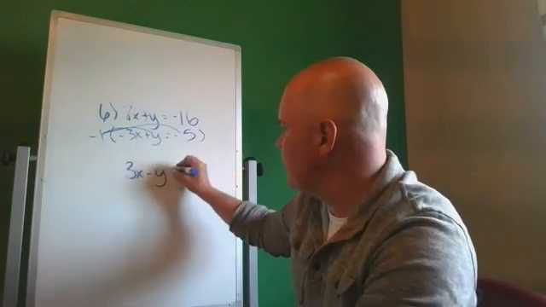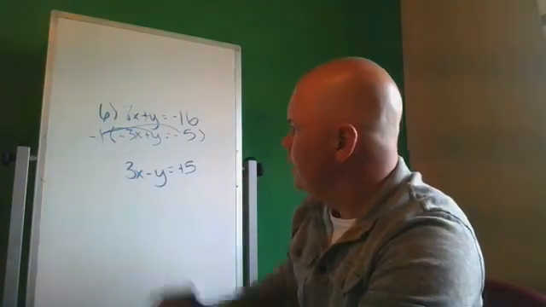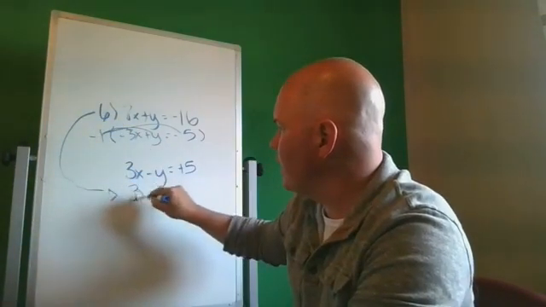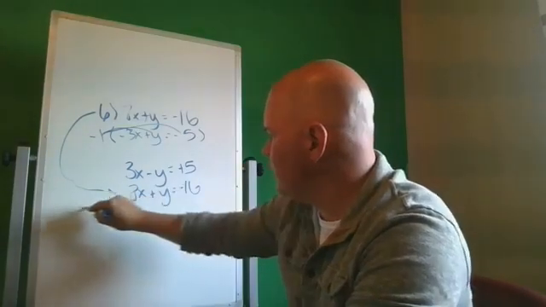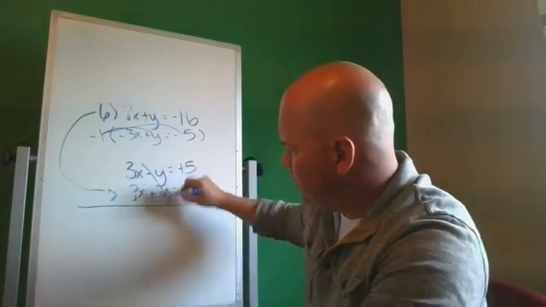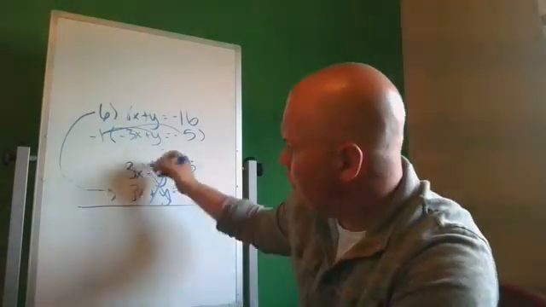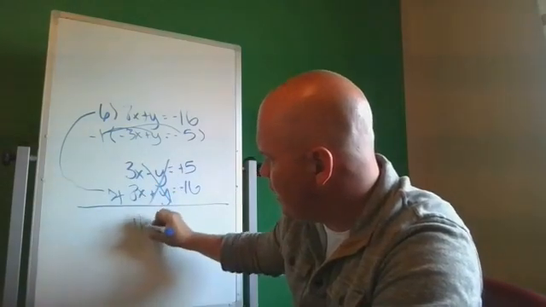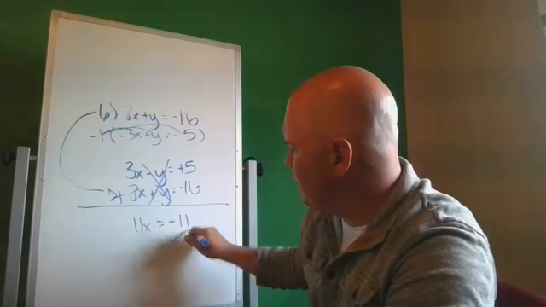And -1 times -5 is a positive 5. Okay? And then I bring the top one back down here. So I'm going to have my 8x plus y equals -16. Line underneath and eliminate. And I just eliminated my first one. Okay, then I'm going to combine these. 3 and 8 is 11x equals, and 5 minus 16 is -11.